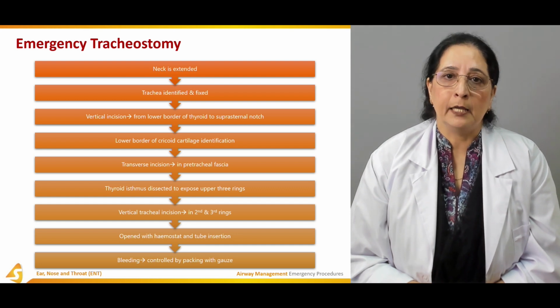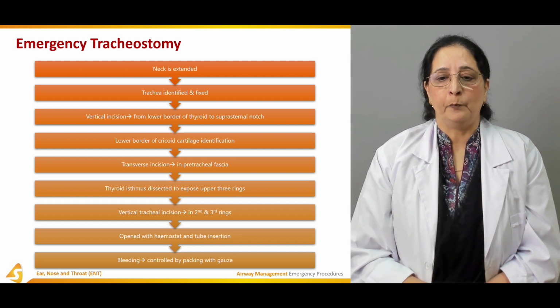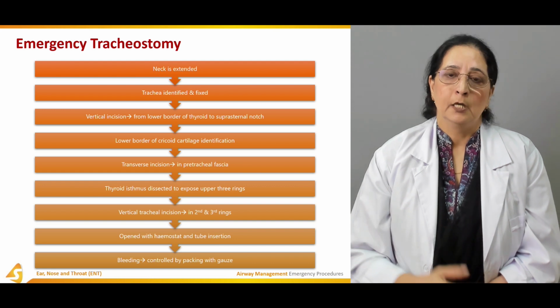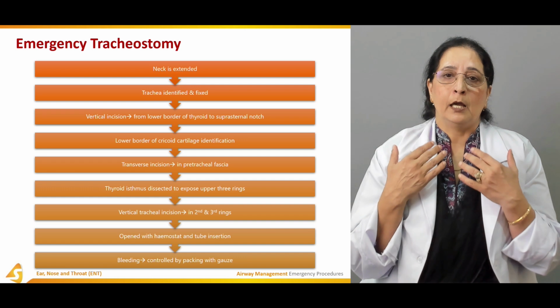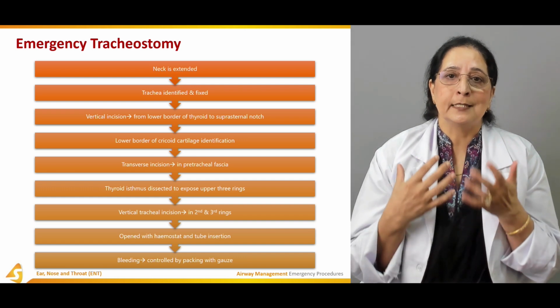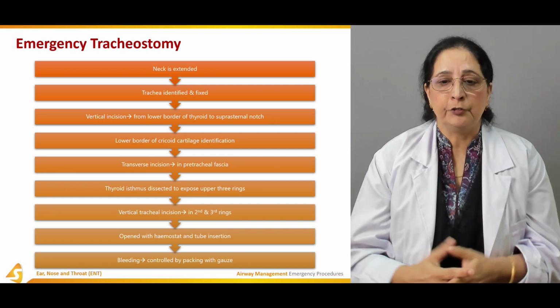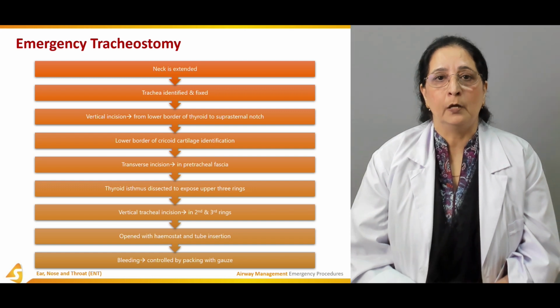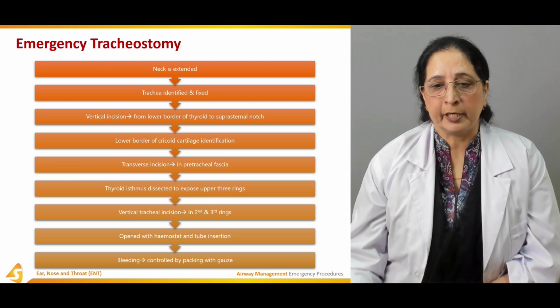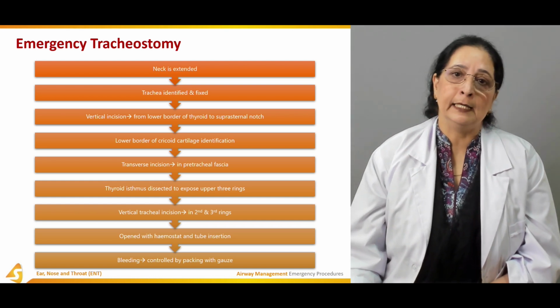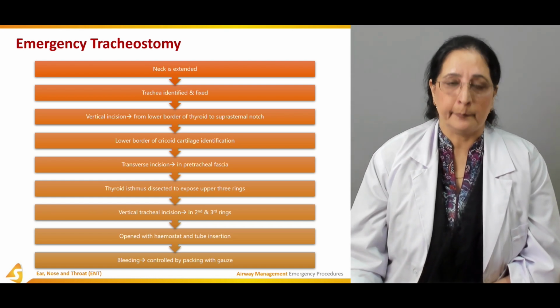Bleeding, if present, can be controlled by packing with gauze. So all these are steps for emergency tracheostomy: identification, incision, then putting in the tracheostomy tube, identification of the cricoid cartilage and the tracheal rings, and then packing if there is any bleeding present.